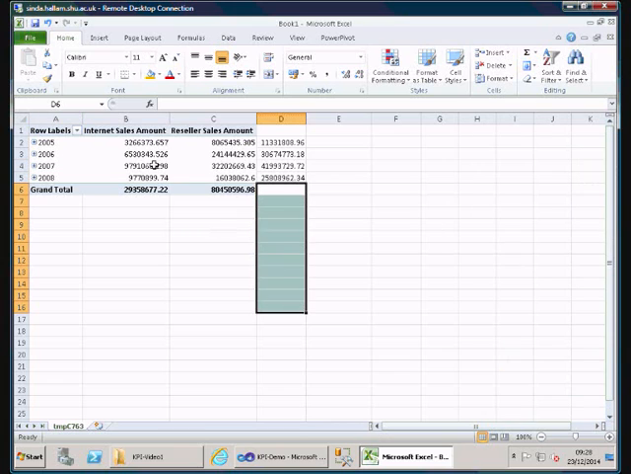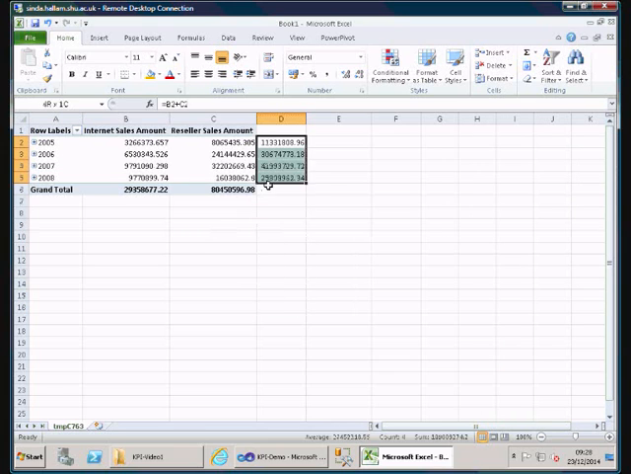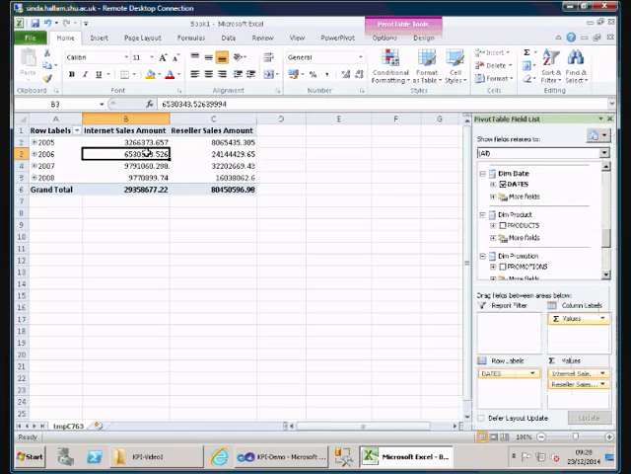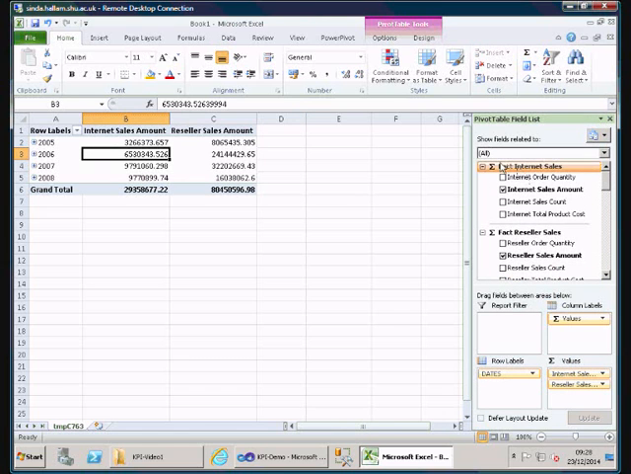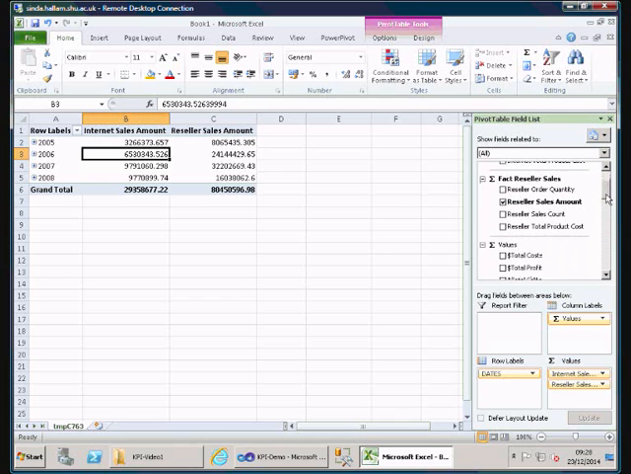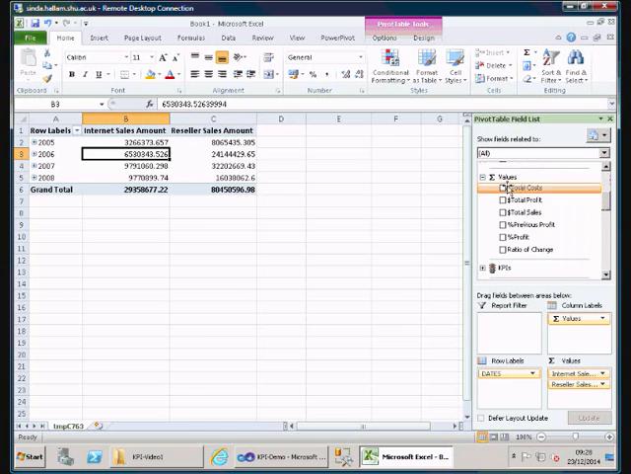So instead what we can do is delete all of these, and then when we built the cube, as well as having the facts for the internet sales and the reseller sales, we could create some calculated measures which are going to help us work out various business related things. So let's have a look, for example, at the total. We have the total sales.